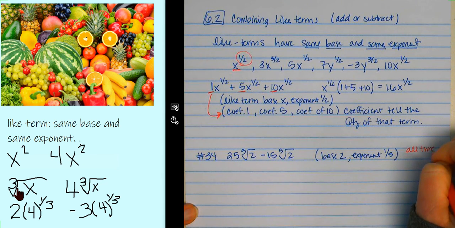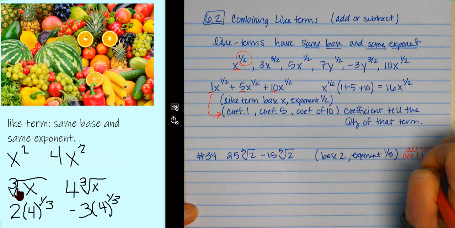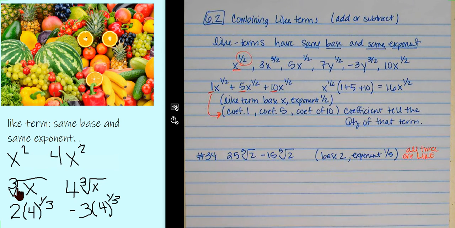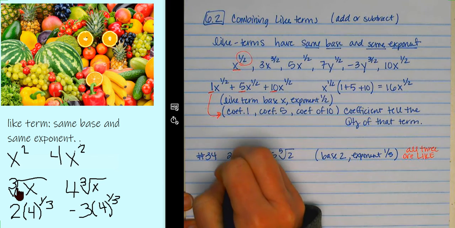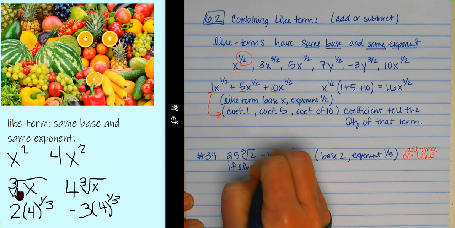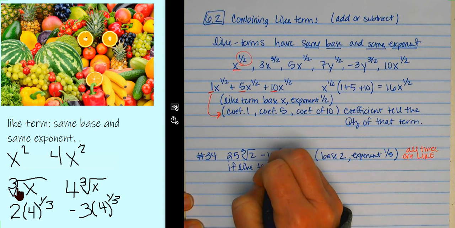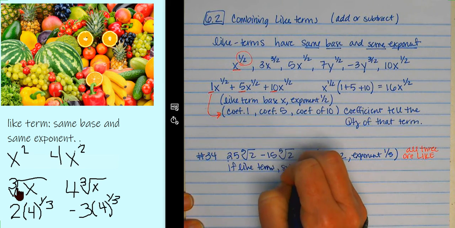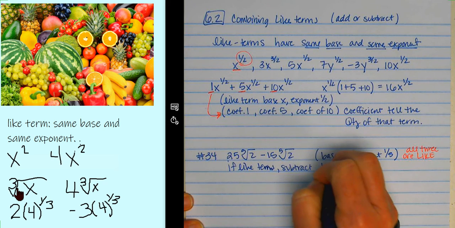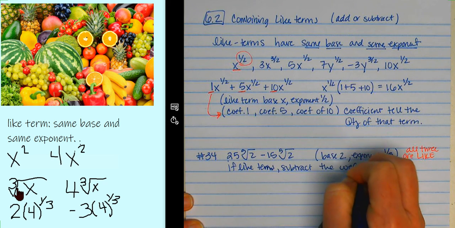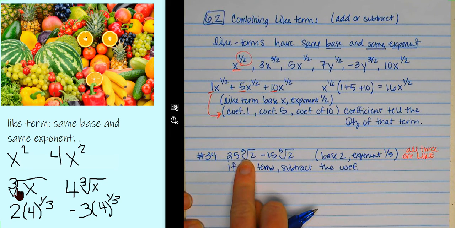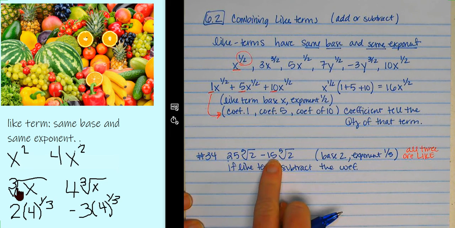All three are like terms. So therefore, we can actually subtract, and we only subtract the coefficients. If like terms, subtract the coefficients. This is like saying I have 25 watermelons minus 15 of the same kind of watermelon.